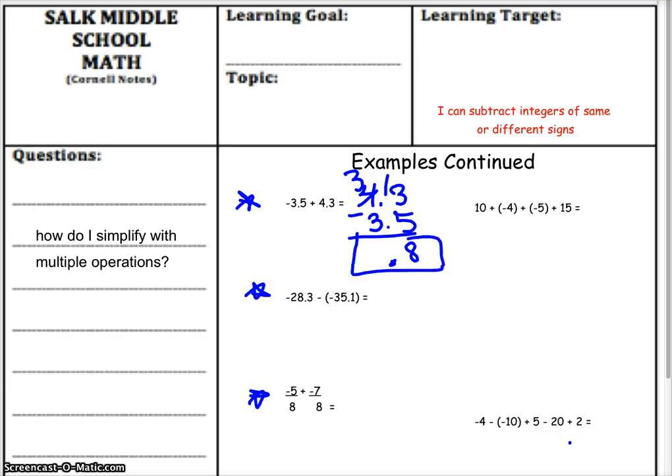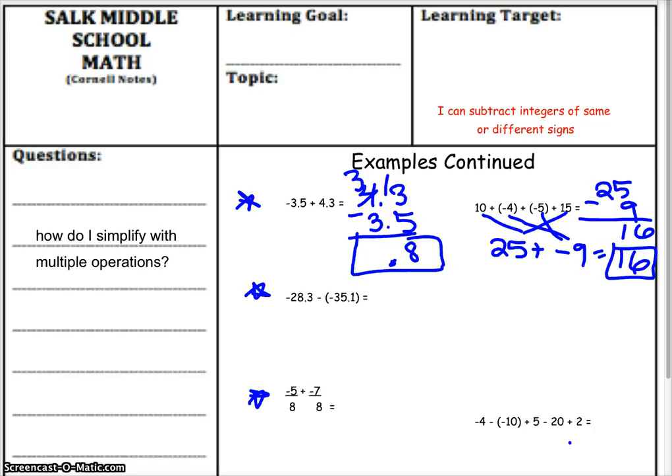I'm going to use my strategy on this next one to combine like signs. So I'm going to combine my positives. I'm going to combine my negatives. They're opposite signs, so I take their difference. And there's more positive, so it stays positive.